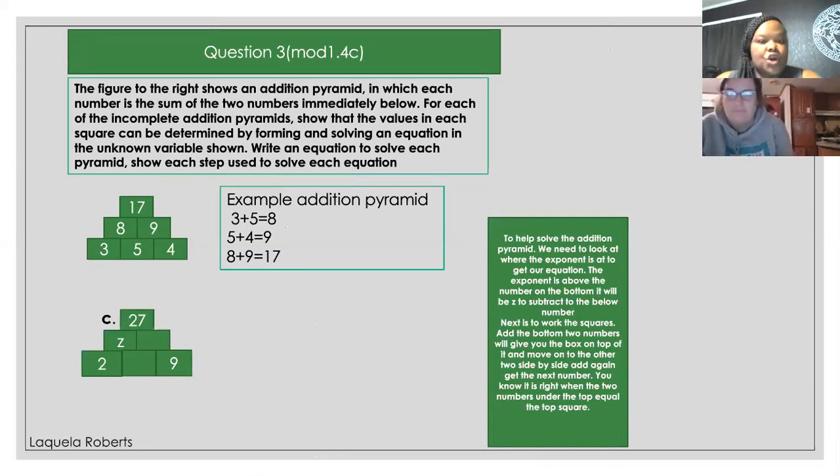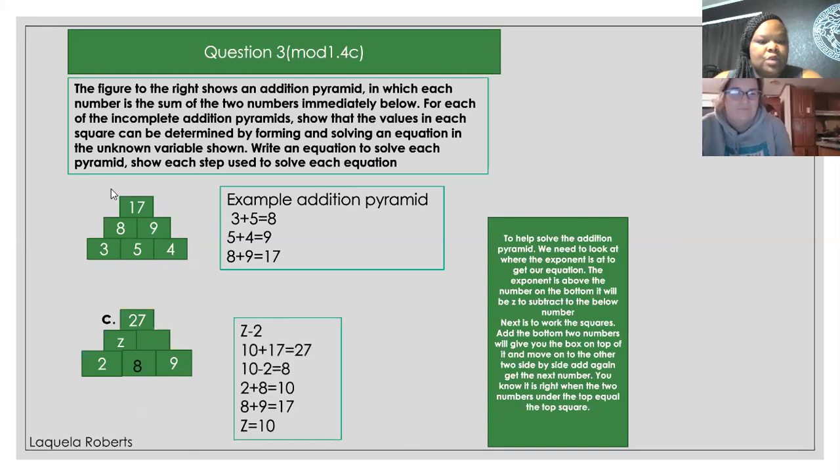All right, so question 3, module 1, 4C. So we have our 3 plus 5 will give us 8, and 5 plus 4 will give us 9, and 8 plus 9 will give us 17. That's our example. So how we would do this is to find z, that's minus 2. So we'll do 10 plus 17 will give us 27.